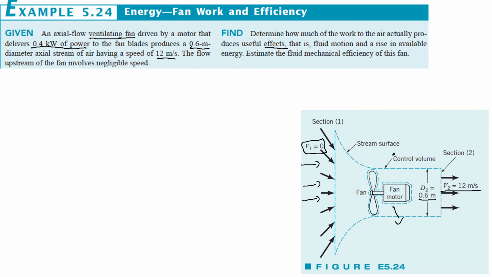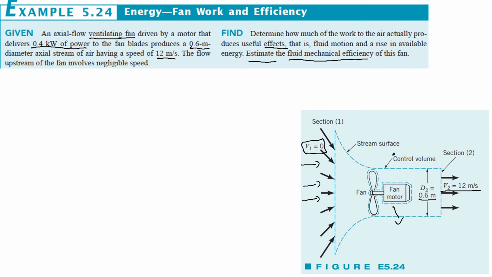So at the end we can estimate the fluid mechanical efficiency. So the actual work will include the losses. So we are going to find the actual work that includes the losses, and we will divide it by the ideal work that this fan is doing. So in that case we will get our mechanical efficiency.